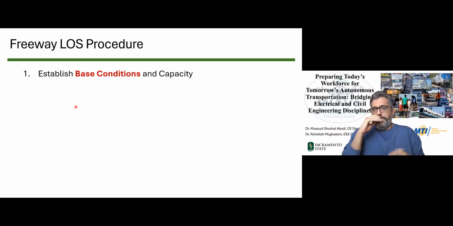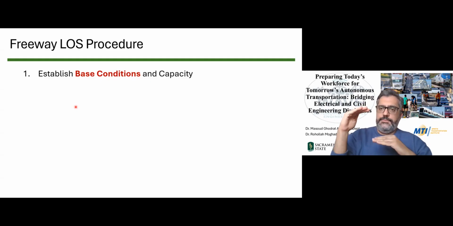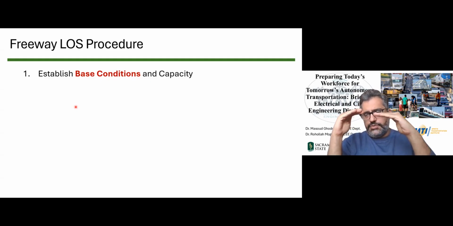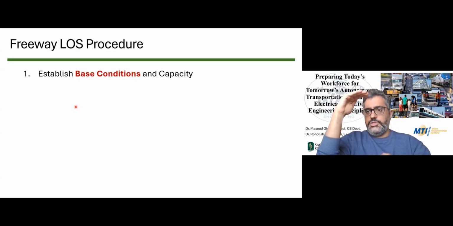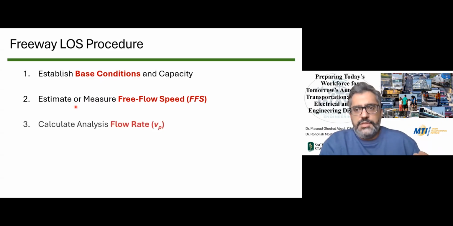And then we see where our existing condition is. If our existing condition is close to that ideal condition, it's level of service A, B, C. As we get further away from that ideal condition, level of service goes down from A, the ideal condition, to F, which is the failure of the system.